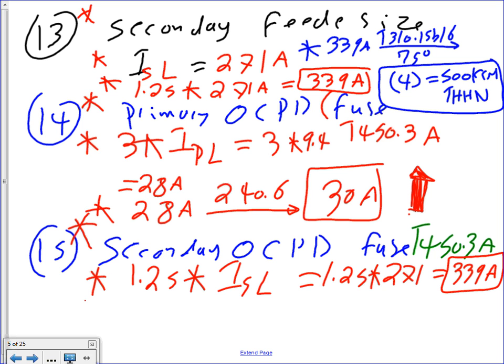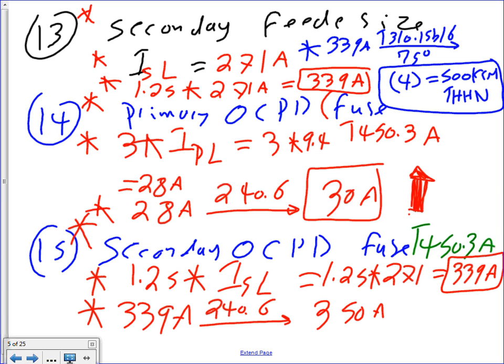Okay, next step is to take the 339 amps to 240.6. Everybody have been there? What's the next standard? Do we have 450? 350. Yep, we have 350. So 350 amp. Now, Aaron, how many fuses do I need? 3 on the primary, 3 on the secondary. Do we fuse the neutral? No. We fuse only the ungrounded conductor. We do not fuse the neutral.